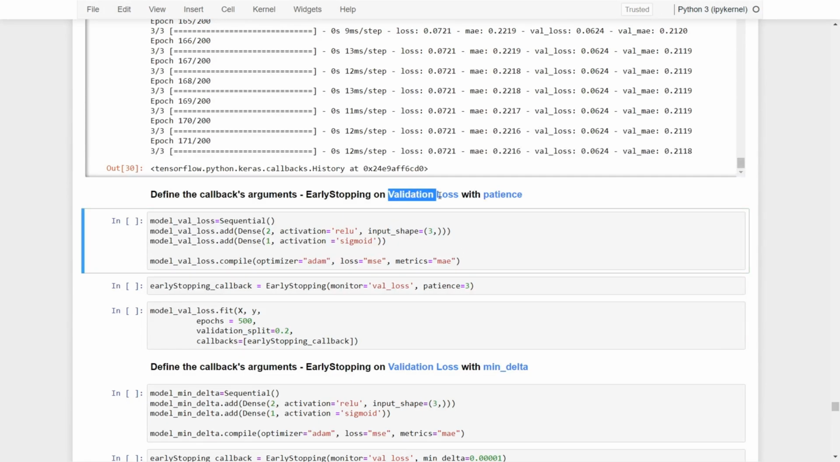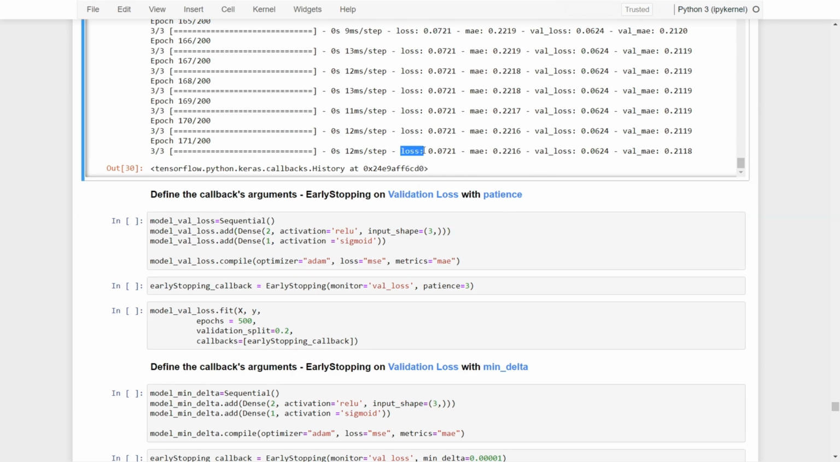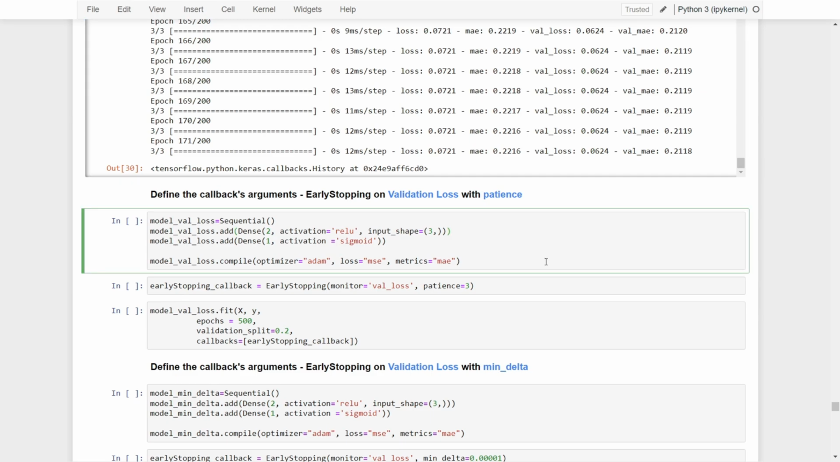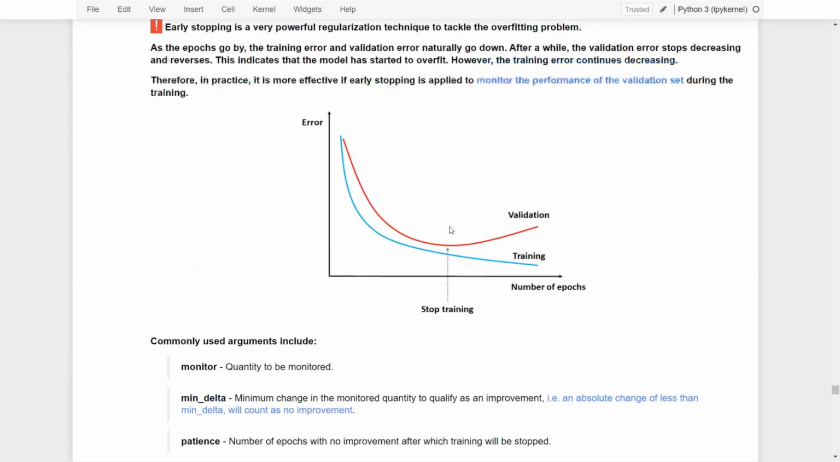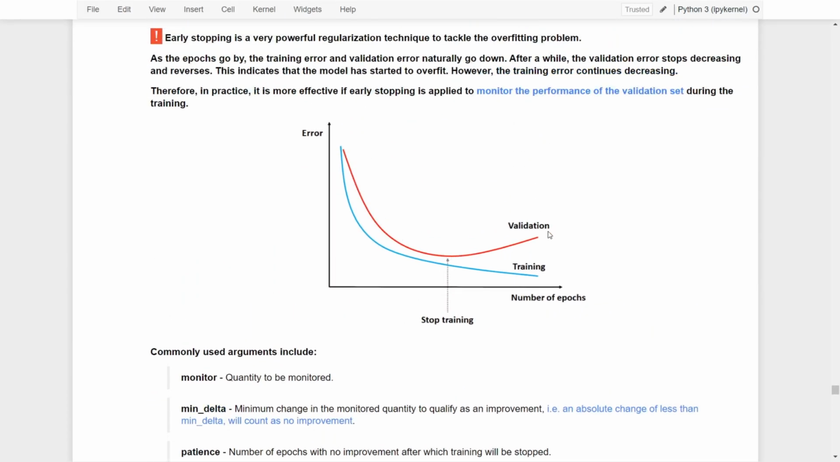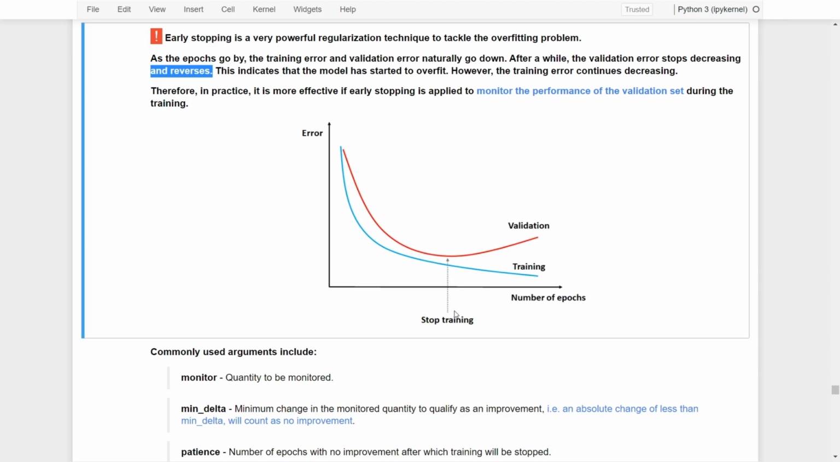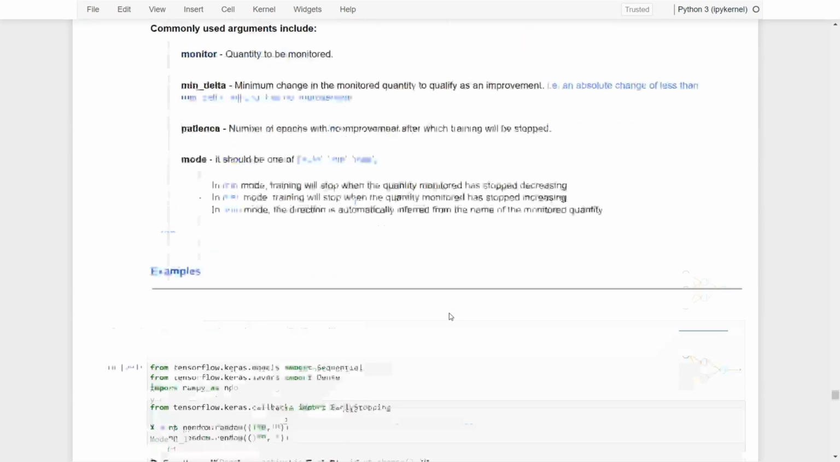Remember what I mentioned before, it's always recommended to use the validation loss instead of the loss to monitor the training. It's mainly because you can see that the validation loss will stop decreasing and reverse at certain points before the training becomes overfitted. However, the training curve will continue to decrease. Therefore, if we monitor the loss function, it somehow cannot help us to avoid the overfitting issue. Instead, we always use the validation curve to avoid overfitting.